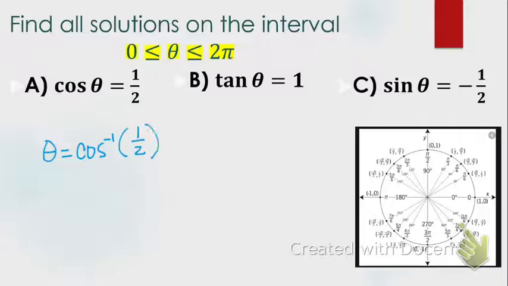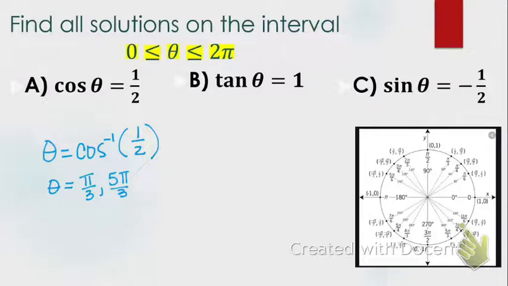So what are your angles? What angles between 0 and 2 pi have a cosine value of positive 1/2? There should be 2 answers. So what are your 2 answers? Pi over 3 and 5 pi over 3. Who had that for their 2 answers for number 1?